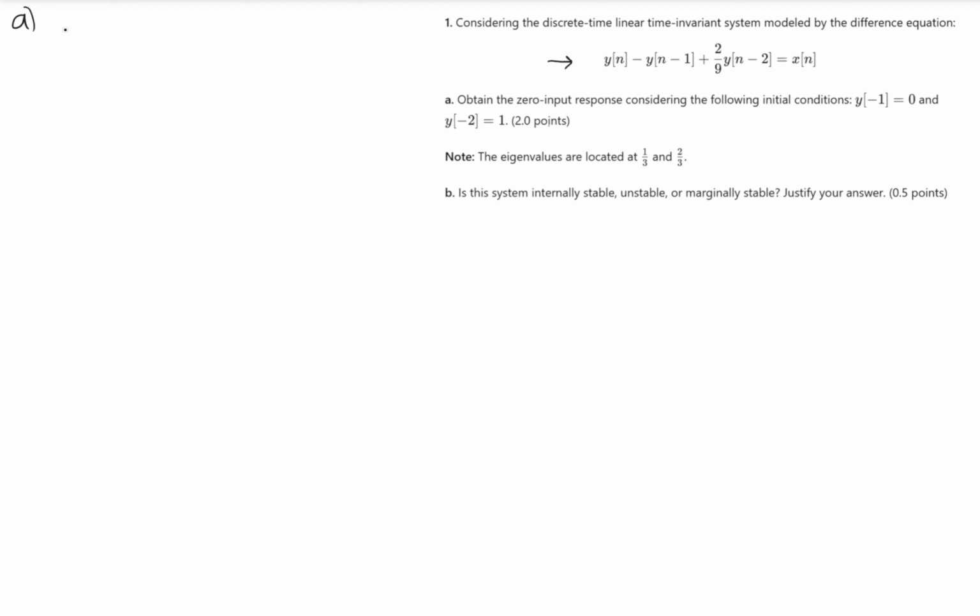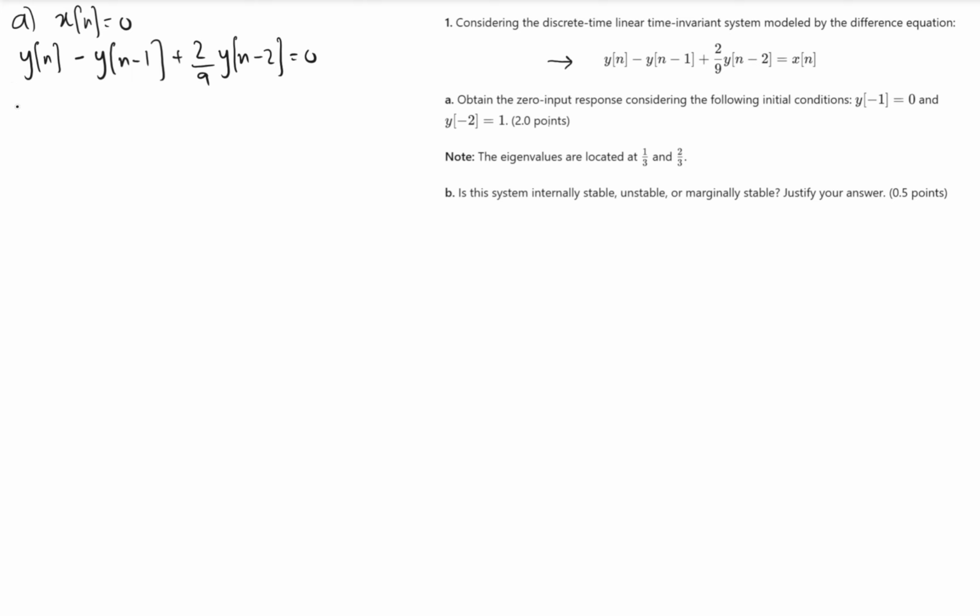As the name suggests, we need to find the zero input response, which means x of n equals 0. So I can write this equation again as y of n minus y of n minus 1 plus 2 by 9 y of n minus 2 is equal to 0. Because we need to find the zero input response, and we know that x of n equals 0, I put x of n equals 0 here.